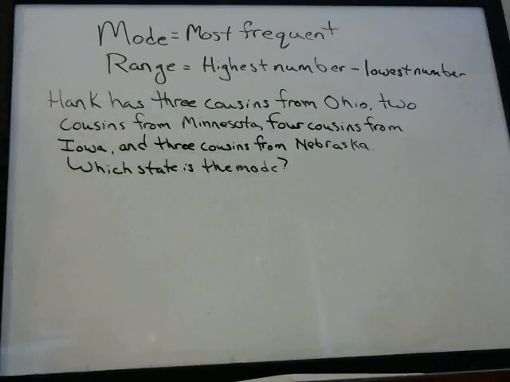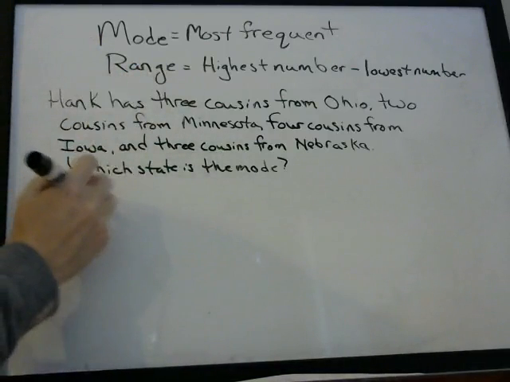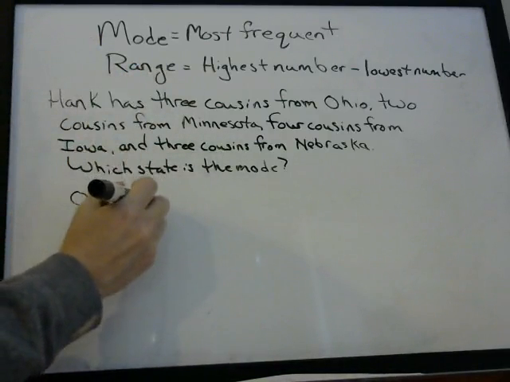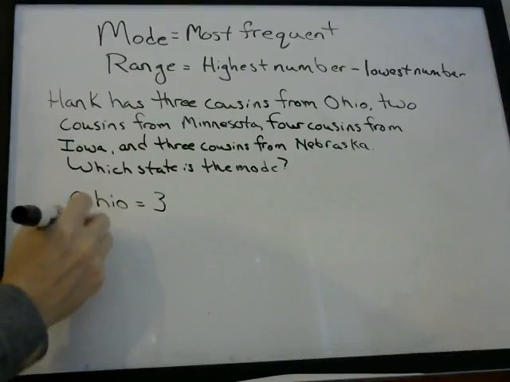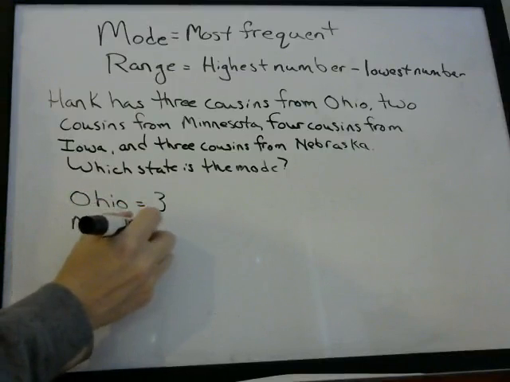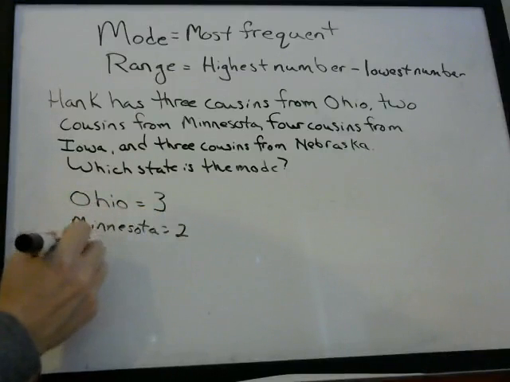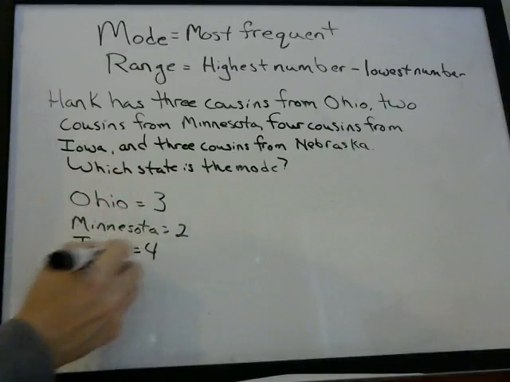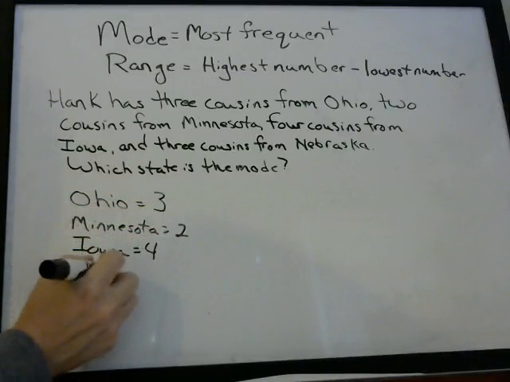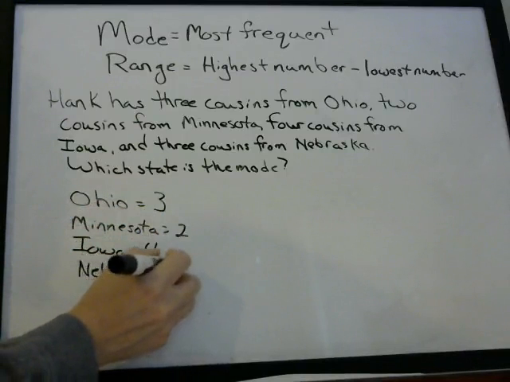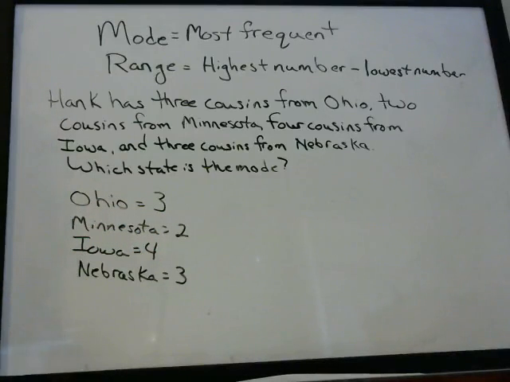So we just think about what they are asking. He has 3 cousins from Ohio. They're asking for the state. 2 cousins from Minnesota, 4 cousins from Iowa, and 3 cousins from Nebraska. So the mode is the one that occurs the most, which is Iowa. So the answer to this question would be Iowa. So don't get thrown off if they somehow throw a word problem in instead of giving you a straight data set like we did in the previous 2 examples.